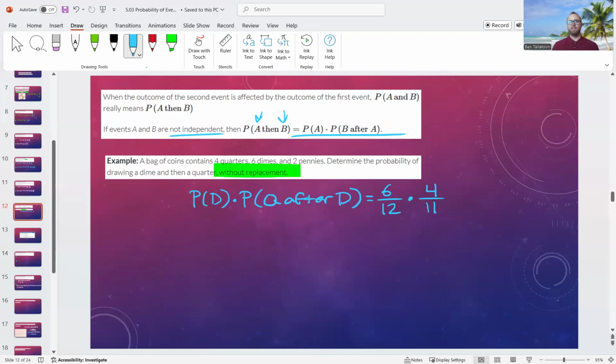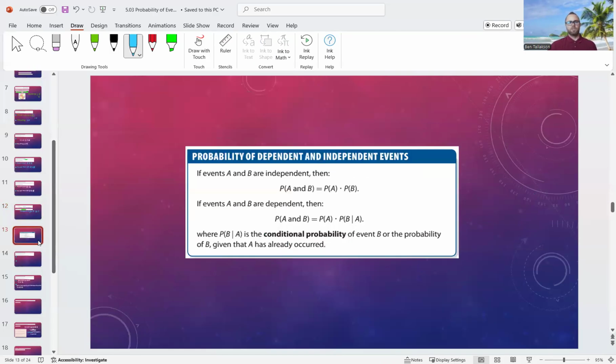And that is how you calculate probability for dependent events. Okay? Now we can simplify, cross cancel. 4 goes into 4 once, 12 3 times to give us 6/33. That can be simplified even more to 2/11. All right.